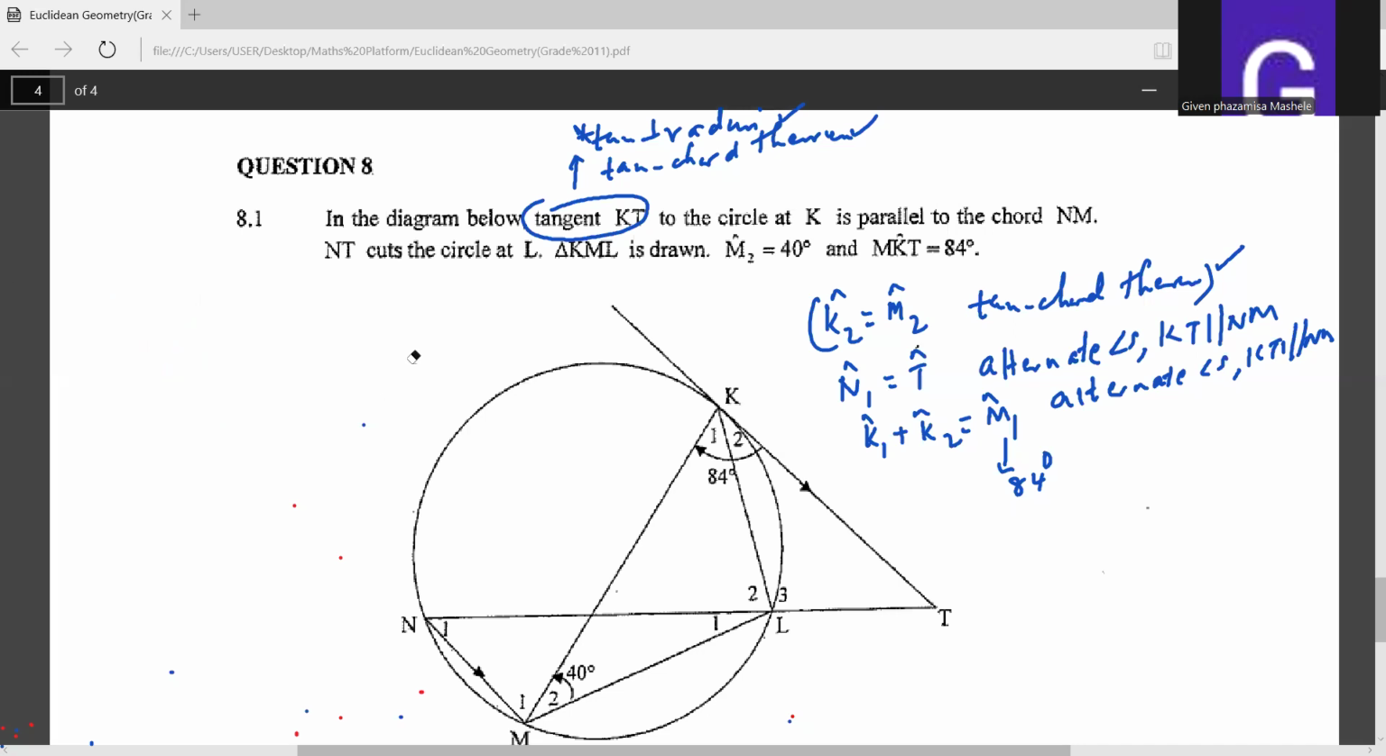So you can see that here we look for angles in the same segment. Let's start with arc ML. If you look at arc ML, it's subtending which angle at the circumference? Obviously, it's subtending K1 and N1 at the circumference. So these two angles are equal. Angle K1 equals angle N1. Reason: angles in the same segment.